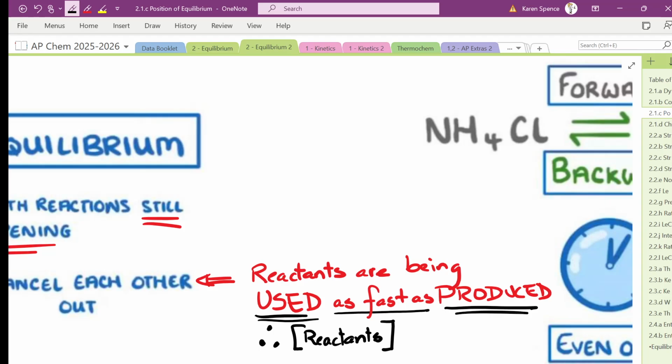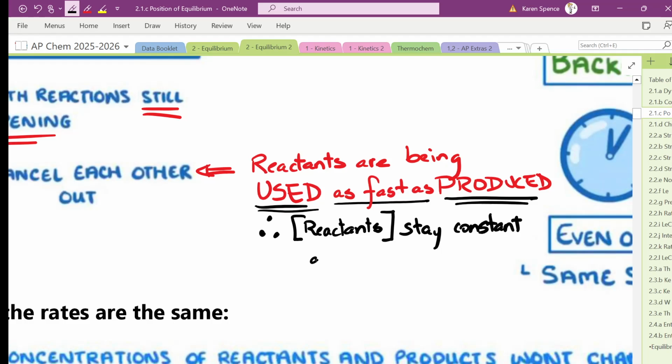Yeah, the concentration of the reactants is constant. Remember that hole that's being dug? We are digging up that hole as fast as the other person is filling it in. Therefore the concentration of the reactants stays constant at equilibrium. Same for products.